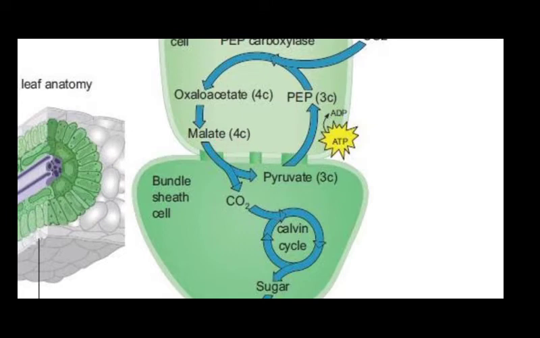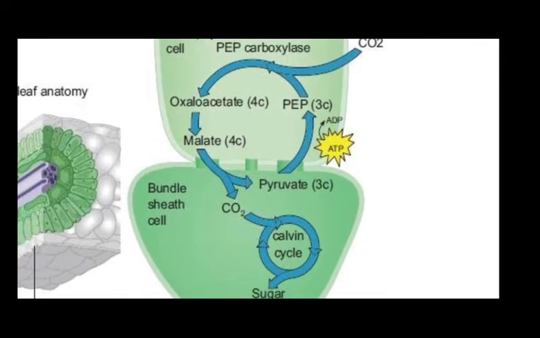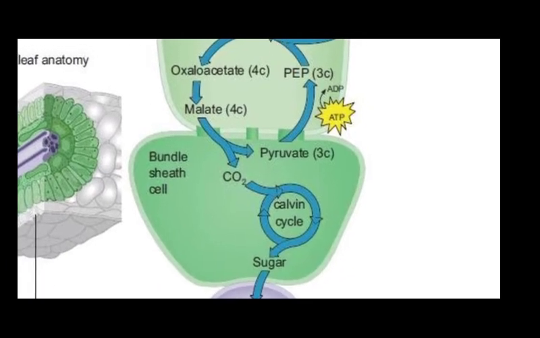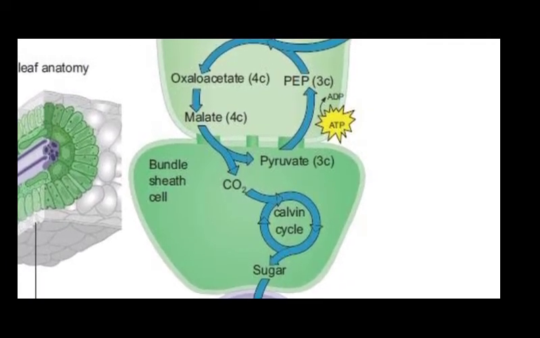And once this malate is formed, malate will leave the mesophyll cell and enter into the bundle sheath cell. It simply gets diffused out from the mesophyll straight into the bundle sheath. Once it enters the bundle sheath, it releases carbon dioxide.